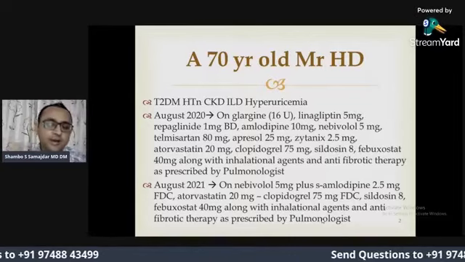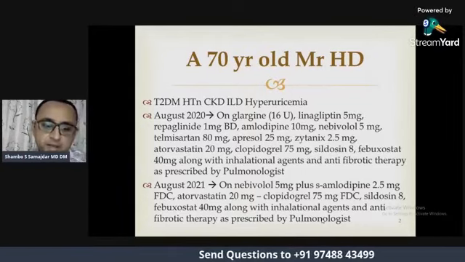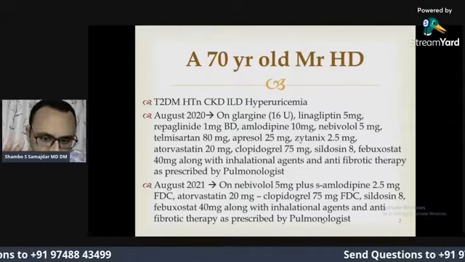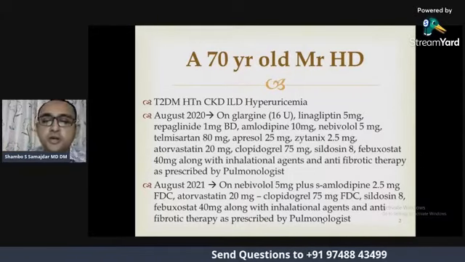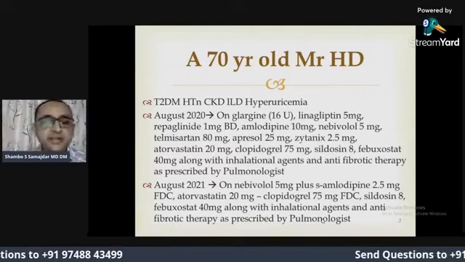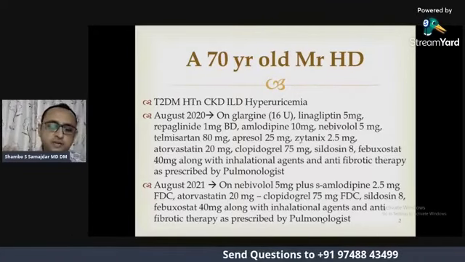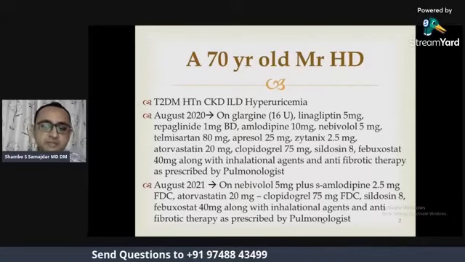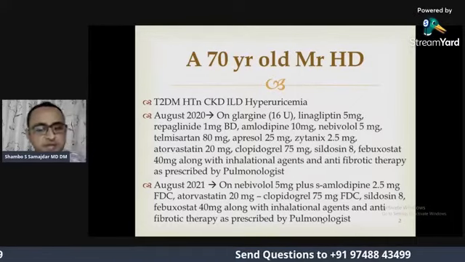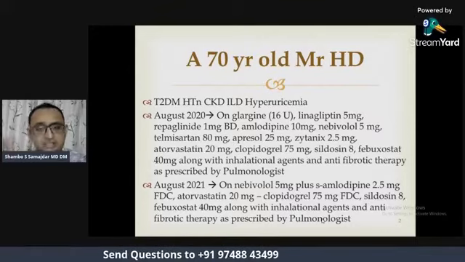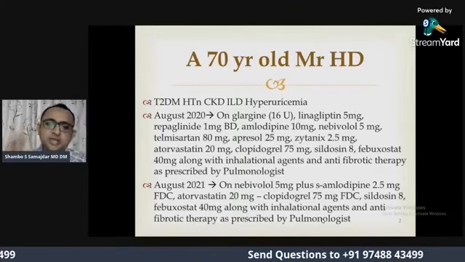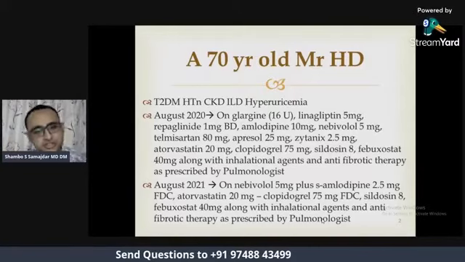We can see here. But what happened, just 3 days back, I had a telephonic consultation with this particular gentleman. He is now on only a fixed dose combination of nebivolol 5 milligram with S-amlodipine 2.5 milligram, a fixed dose combination of atorvastatin and clopidogrel, with anti-BPH medicine silodosin and febuxostat, along with the inhalational agents and antifibrotic therapy as prescribed by the pulmonologist. So no anti-diabetes medicine. Now the antihypertensive medicines, we can see how much he was on and how much reduced it is.